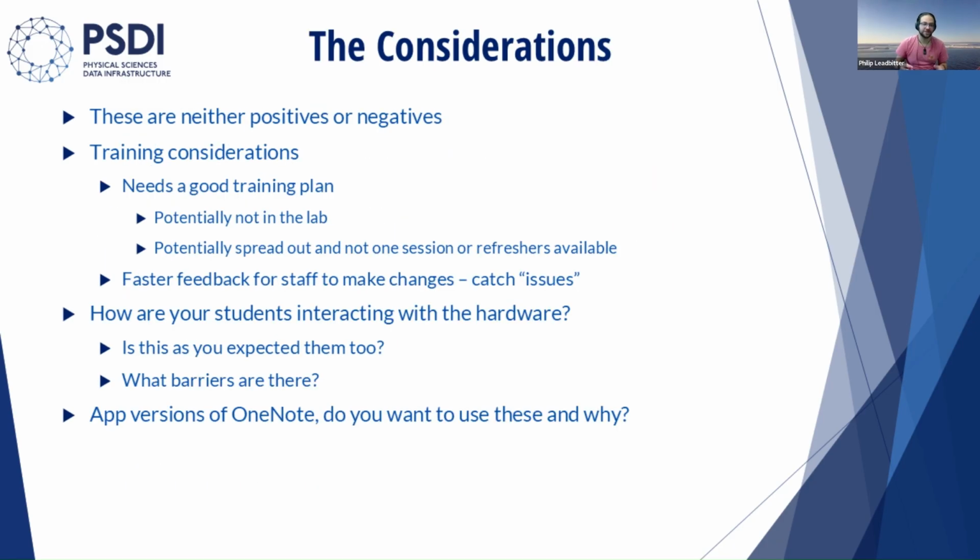So these considerations are things that were neither negative nor positive, but that you might want to consider if you're looking to do this yourself. You need a good training plan. We definitely didn't do that in the first year of doing this. The students needed more support than we gave them. Think about not doing this in a lab environment and actually going through them in a computer classroom or something like that. Make sure that you have good pathways for feedback so that you can catch issues.